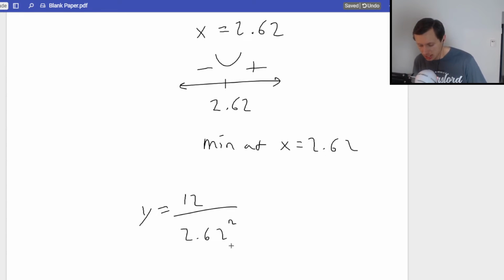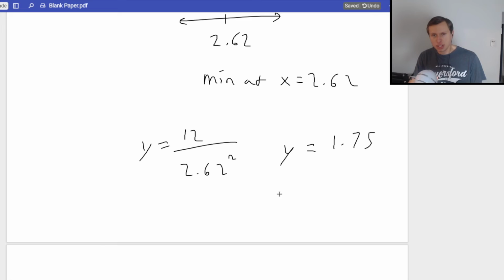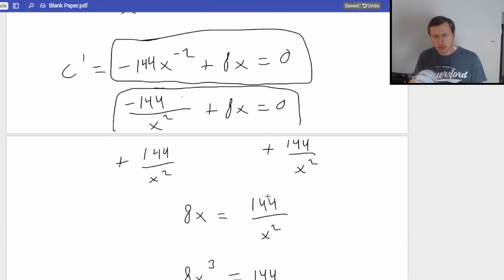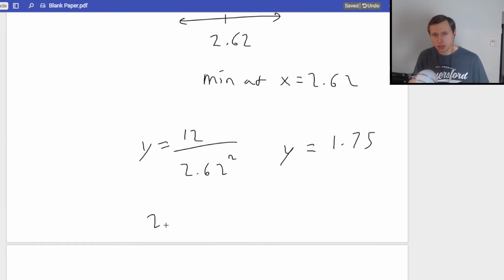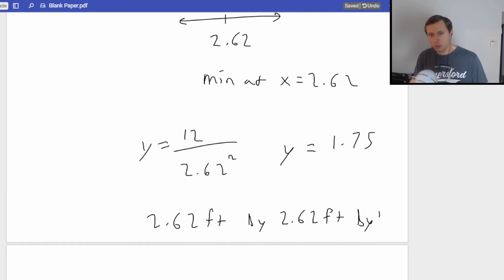I'm going to plug this in now. 12 divided by 2.62 squared, and I'll get y equals 1.75 approximately. So there we go. There's my dimensions. I forget if it was feet, I think. Yeah, it was feet. So the dimensions are 2.62 feet by 2.62 feet by 1.75 feet. I ran out of room, but you get the point. And that's how you'd write it. Any questions on this one?